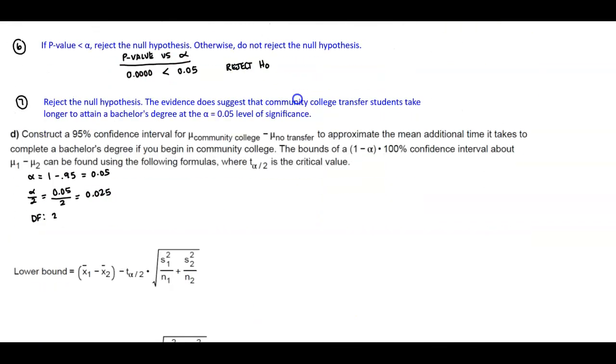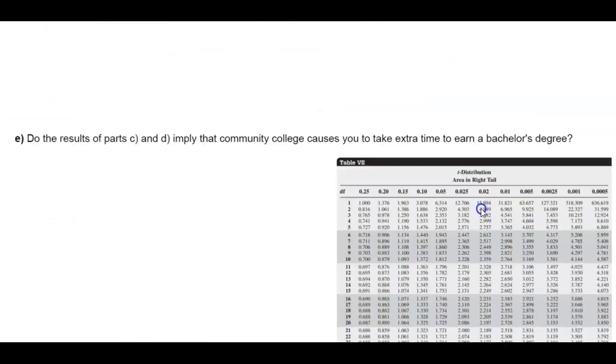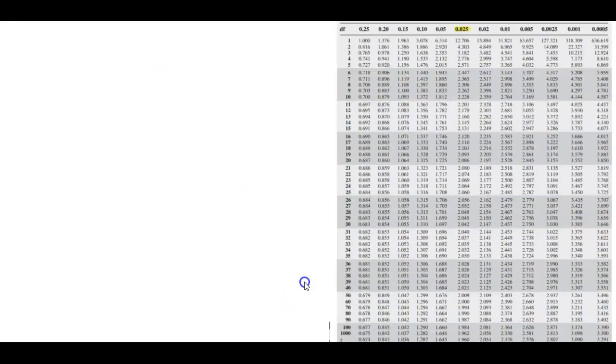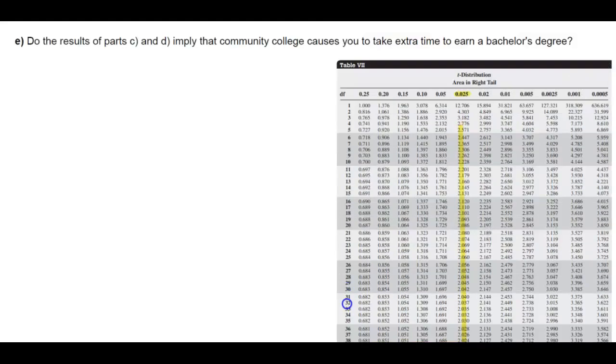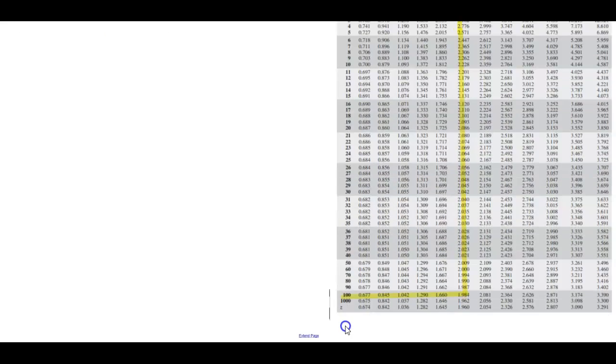So 281 minus 1 is going to give us 280. Okay. Now if we take a look at the t distribution, we have 0.025 as our area. And then if you look here, we don't have a 280. But the closest one we would have to use is 100.